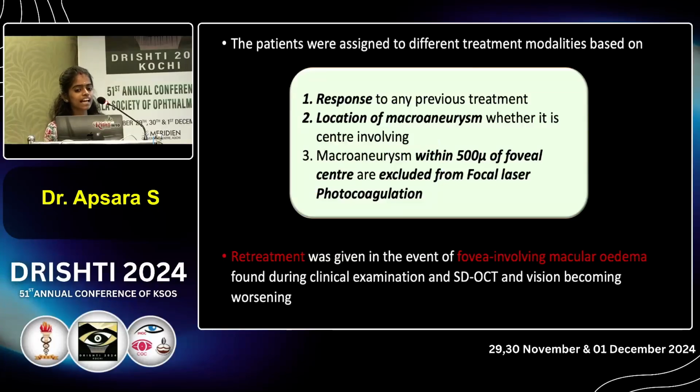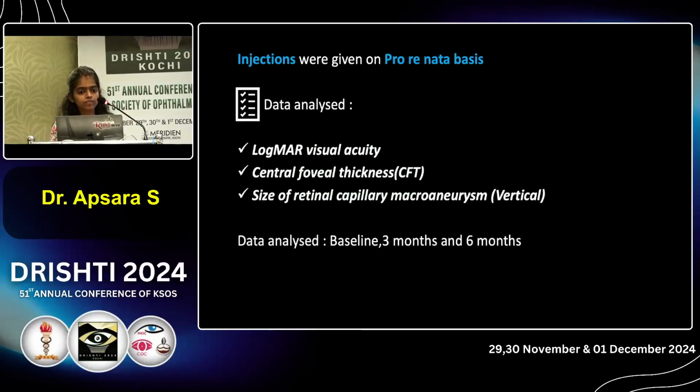The patients were assigned to different modalities based on their response to any previous treatment and location of the macroaneurysm, whether it is center involving or not. The macroaneurysms within 500 microns of the foveal center were excluded from focal laser, and retreatment was given in case of recurrence of macular edema during follow-up. The injections were given on a PRN basis.